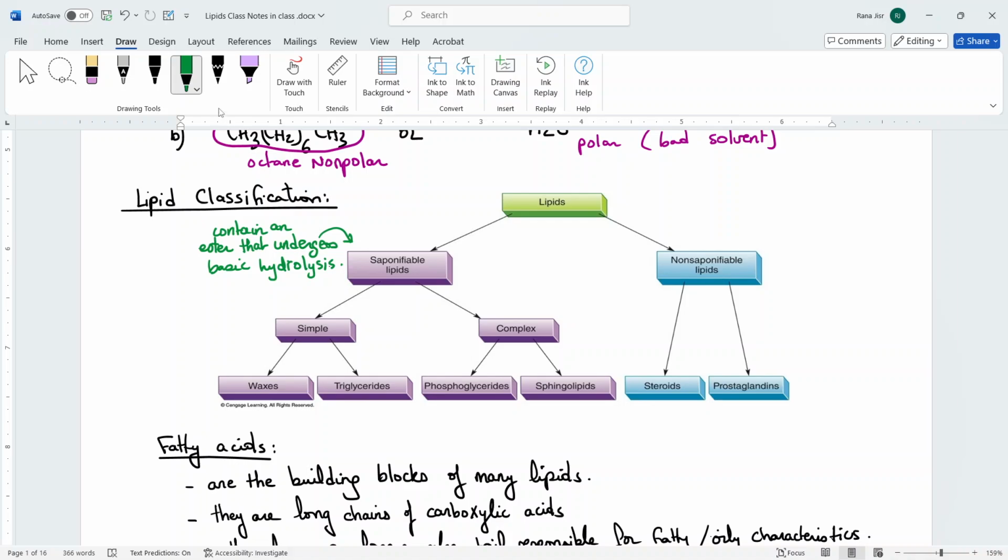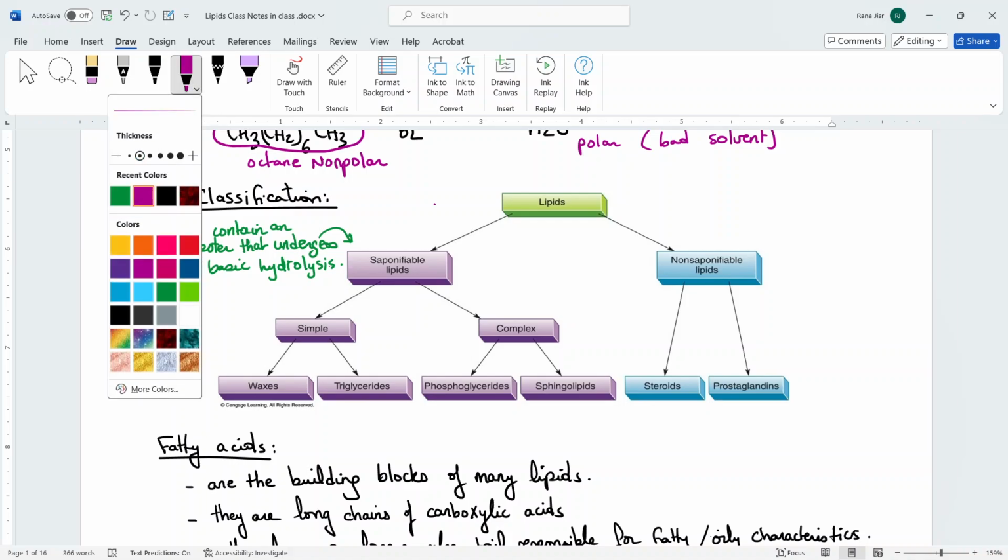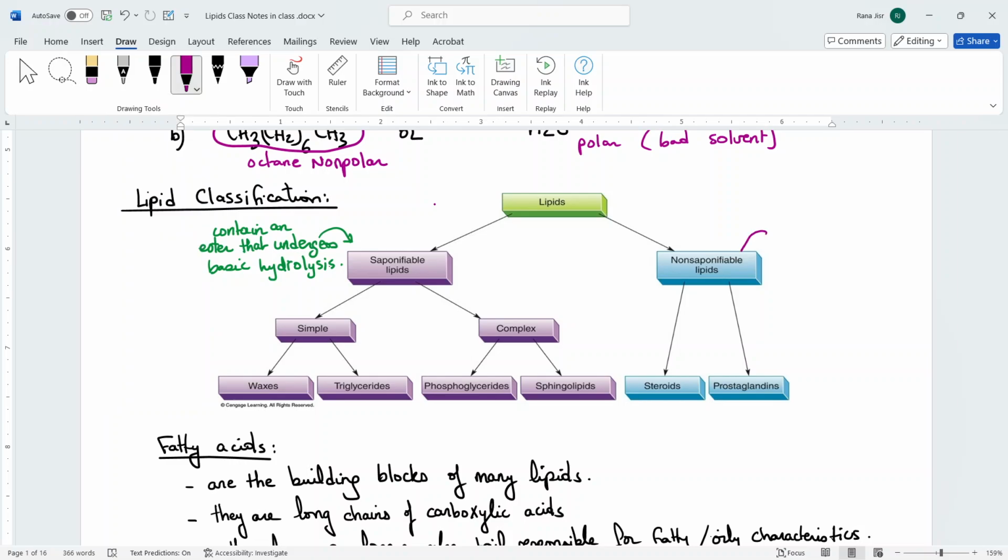Non-saponifiable lipids are lipids that do not contain an ester, and they cannot be hydrolyzed in this case.